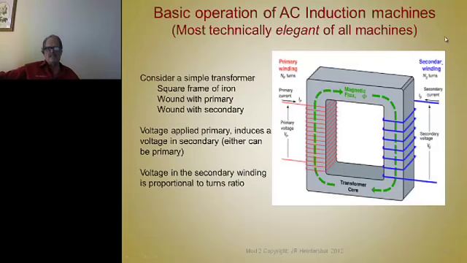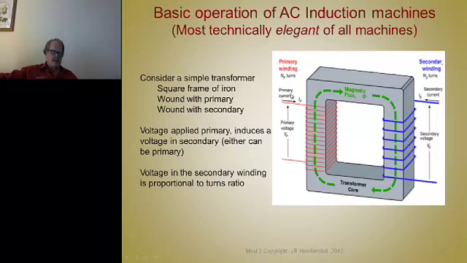In the case of an induction machine, it's very similar, but a little different. Let's go back and take our transformer from the previous lecture series, and we've got a core here, a laminated core of steel, and we've got a primary. I showed the primary here, and a secondary winding there.